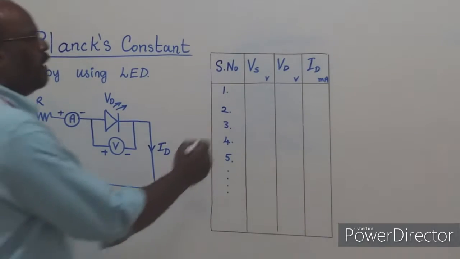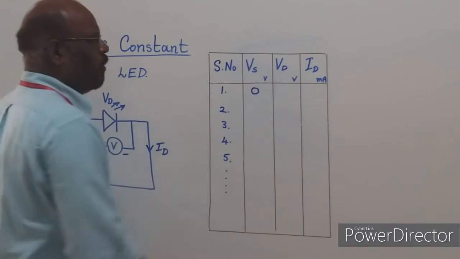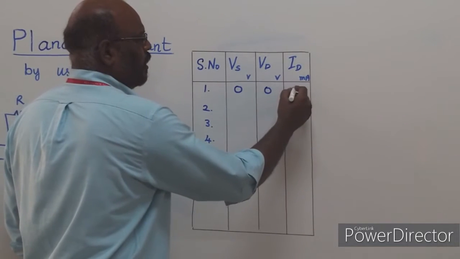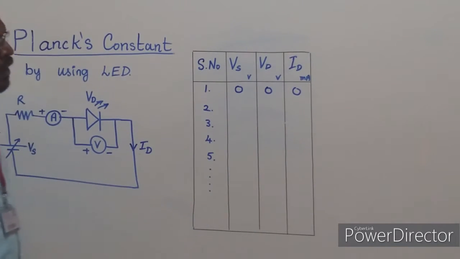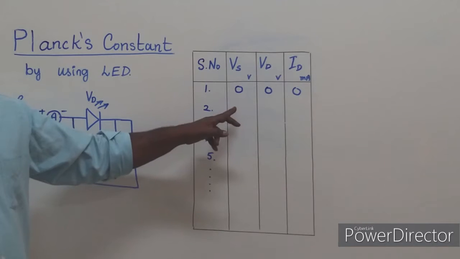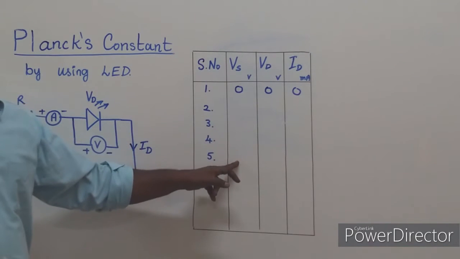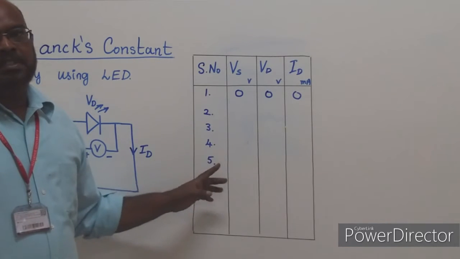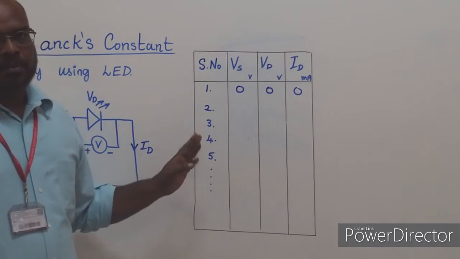Initially the applied voltage will be 0, and the voltage across the diode will also be 0, and the current will also be 0. There is no hard and fast rule. So what should be the range? You can increase the voltage as 0.1, 0.2, 0.3 like that. The range depends upon the diode.